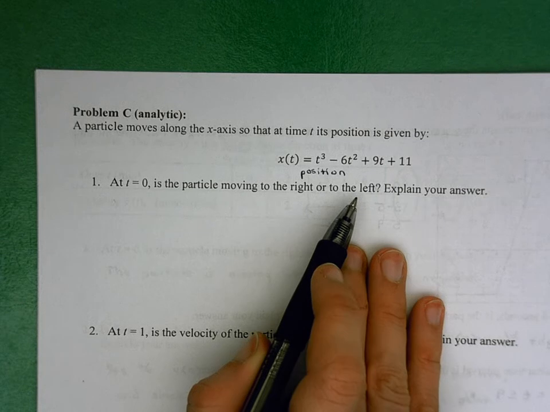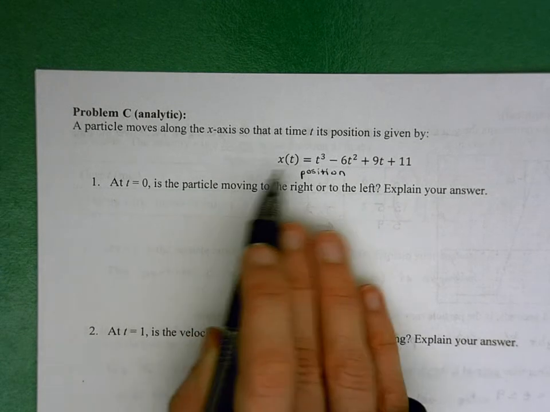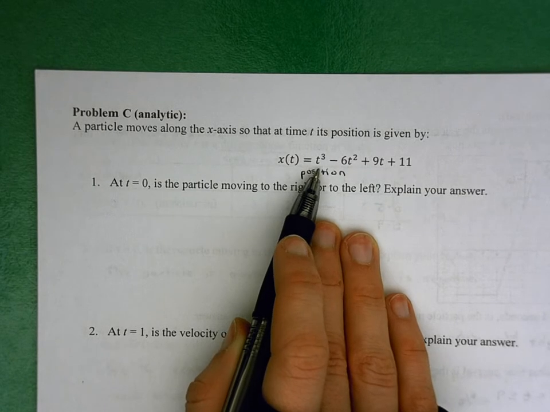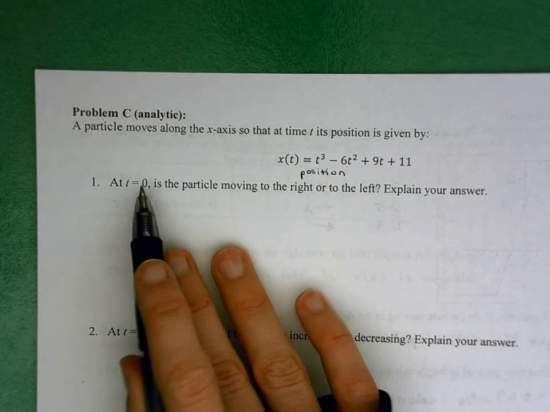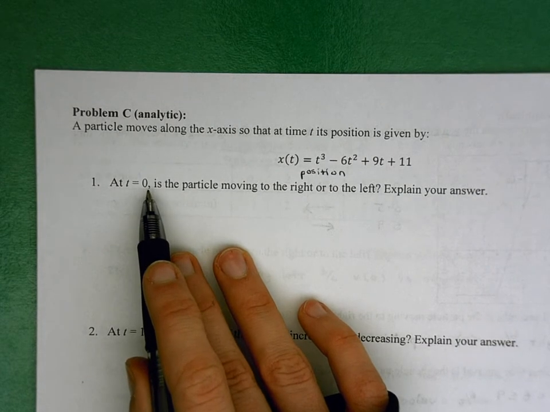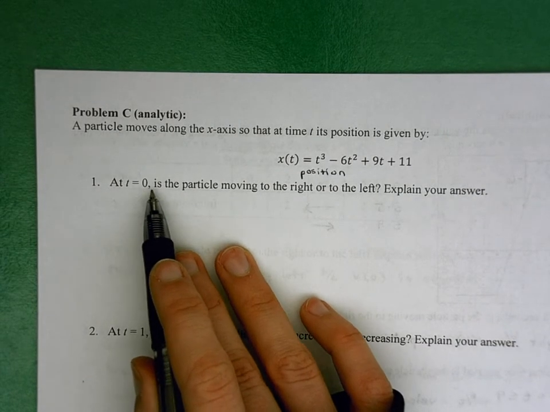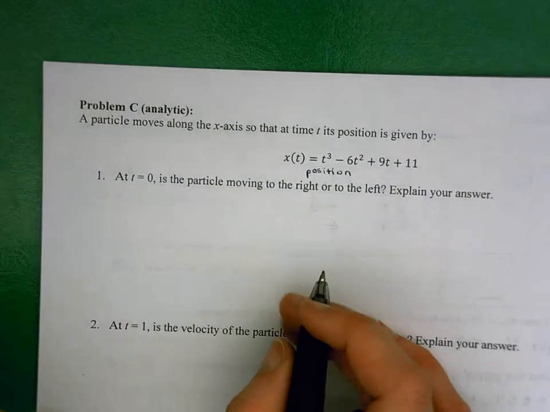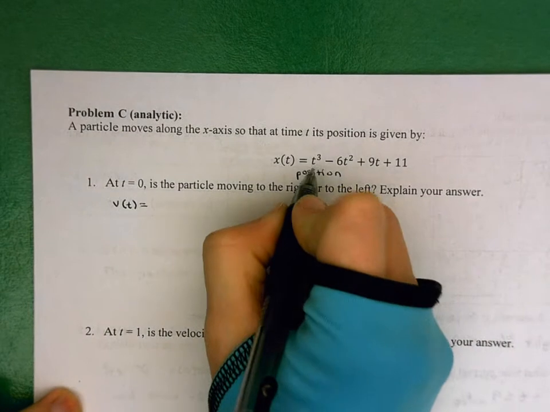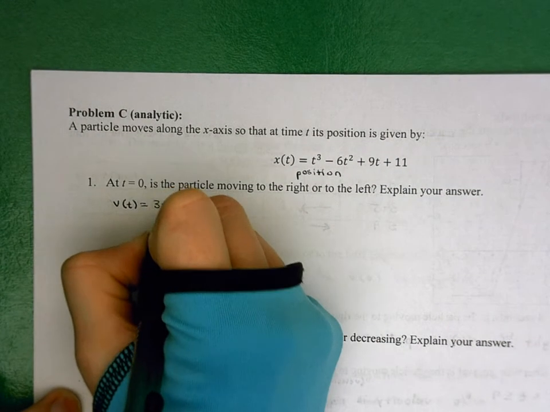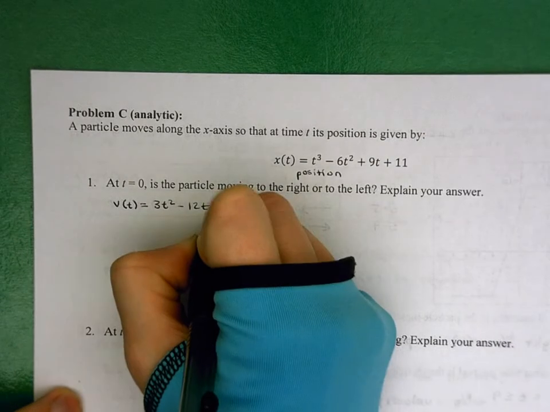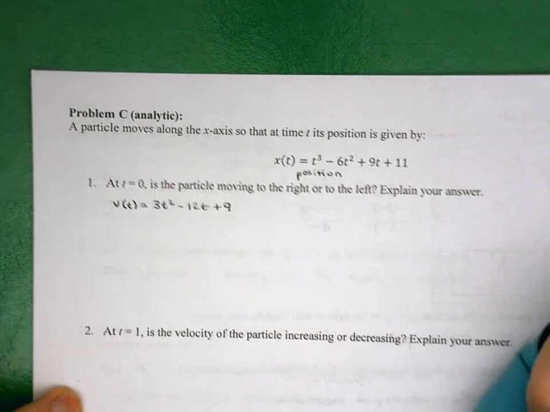Okay, we don't want to plug in t equals 0 into our position function, because if we do, the only thing that tells us is where our particle is at t equals 0. We don't know whether our particle is moving right or left from that point. We just know where it's located. So we need to find out, well, what is our velocity? And velocity is the derivative of position. So t cubed is 3t squared, minus 6t squared is minus 12t, plus 9t is plus 9, plus 11 is 0, because the derivative of a constant is 0.